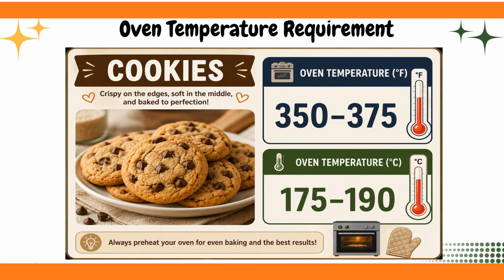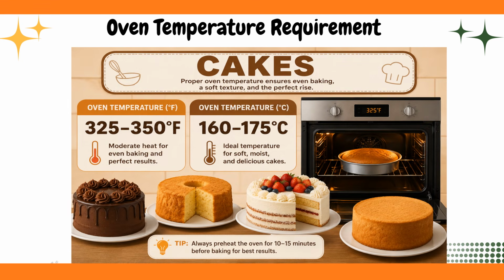Cookies, crispy on the edges, soft in the middle and baked to perfection. Oven temperature must be from 350 to 375 degrees Fahrenheit or 175 to 190 degrees Celsius. Cakes, proper oven temperature ensures even baking, a soft texture and perfect rise. Oven temperature must be from 325 to 350 degrees Fahrenheit or 160 to 175 degrees Celsius. Always preheat oven for 10 to 15 minutes before baking for best result.